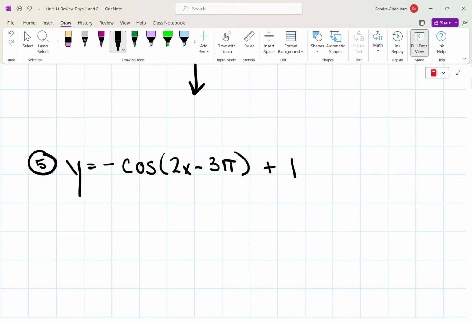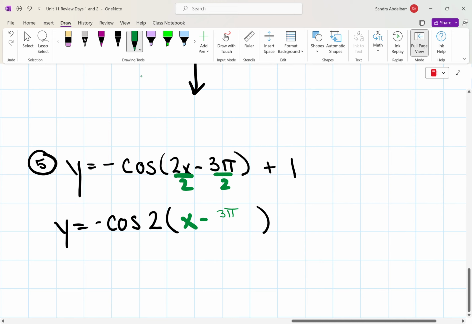So what am I going to do? I'm going to pull out a GCF of 2 from the entire set of parentheses. How do you do that? You just divide everything by 2. So we're going to have y is equal to negative cosine, and then I'm going to put a 2 here. Open my parentheses, and then we go back and we divide everything by 2. So then I'm just left with x minus 3 pi over 2. Exactly. This is going to have a vertical and horizontal shift, right? Very good, Nico. And then we have, don't worry about it, because it's the plus 1.